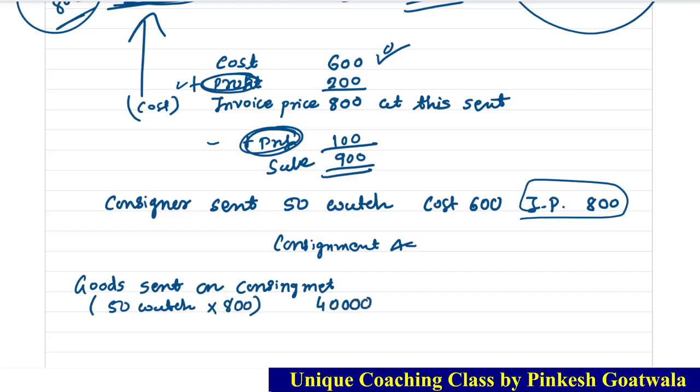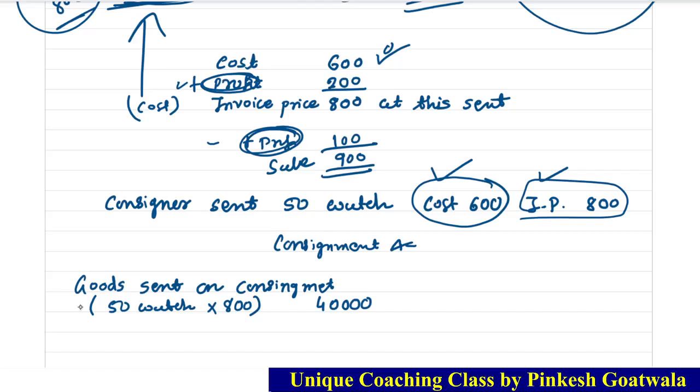So here it is 40,000. But it is wrong, because what is the actual cost? The actual cost is only 600, so we have to show 600. If we want to know the actual real profit of the business, we have to write the right cost, because this is the amount with profit added. Okay, so now what to do?